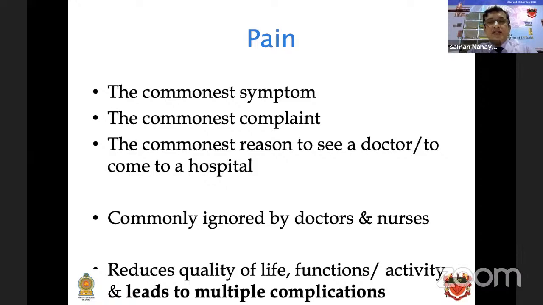Now we start chasing the diagnosis, we are doing biopsies. It's good to do all that. And we are treating with antibiotics, everything. And finally, we may have forgotten even to prescribe an analgesic. So remember this slide very well. Pain is very commonly ignored and forgotten by doctors and nurses both. Pain reduces quality of life, it reduces activity, and will lead to multiple complications.